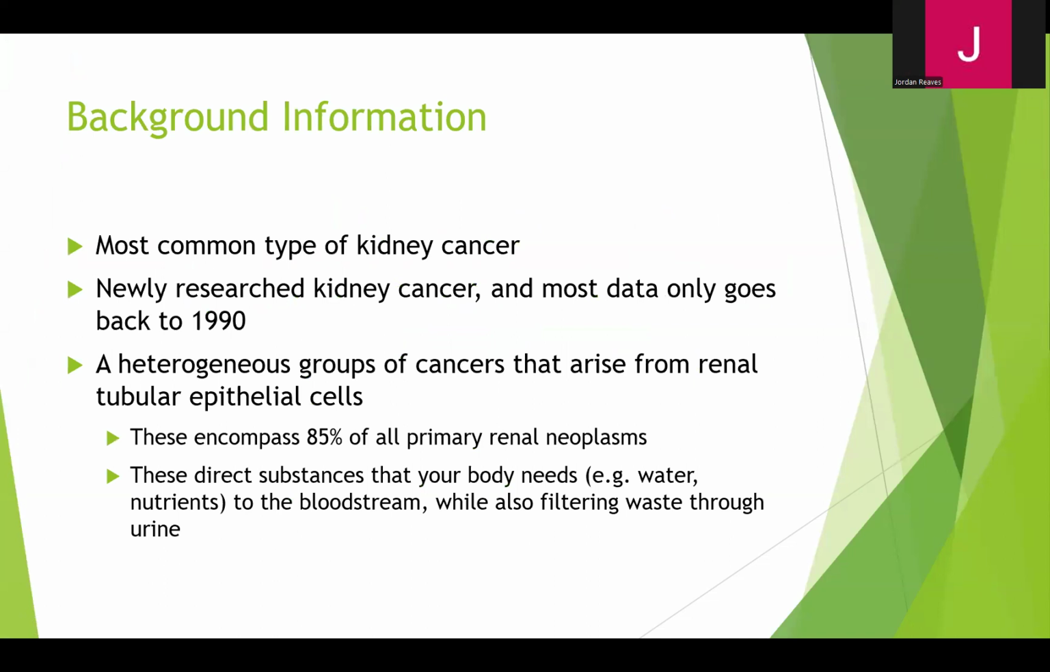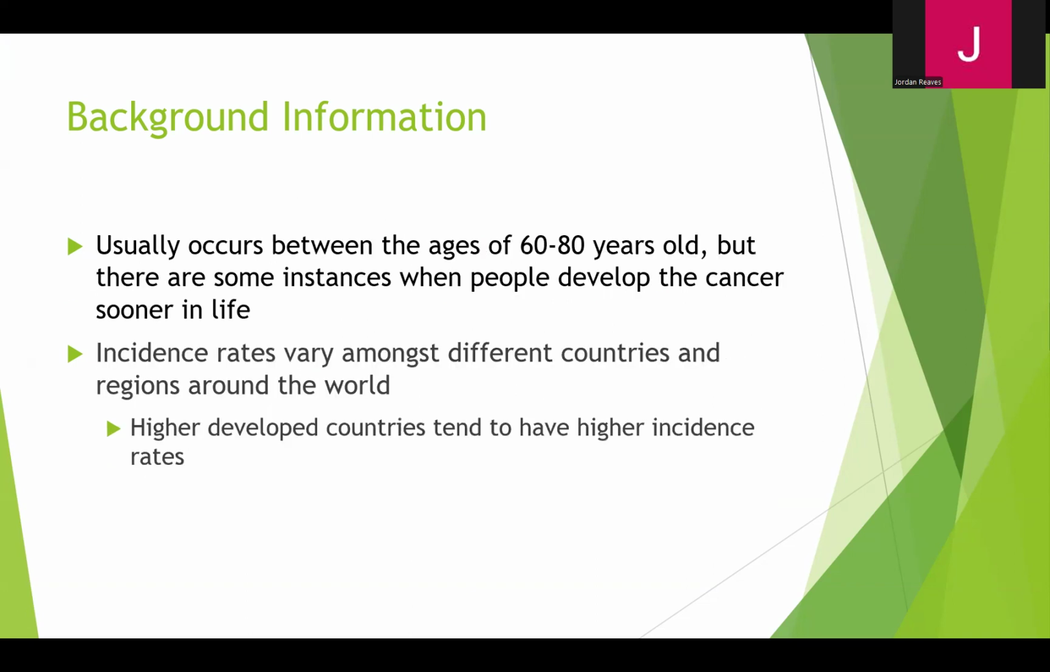So, for background information, this is the most common type of kidney cancer. It's fairly newly researched, so most data only goes back to 1990. So there's not a ton of case studies on it, but there is enough for the project. A heterogeneous group of cancers that arise from renal cell tubular epithelial cells. They encompass 85% of all primary renal neoplasms. These direct substances that your body needs, so water or nutrients, to the bloodstream while also filtering waste through urine.